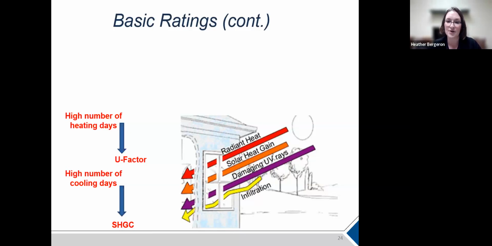You can clearly see your radiant heat in this graph, your solar heat gain. We want to make sure that we keep those UV rays from damaging any of the interior parts of the home or the value of the building. And then, of course, we don't want to have any air infiltration coming in through that unit either.